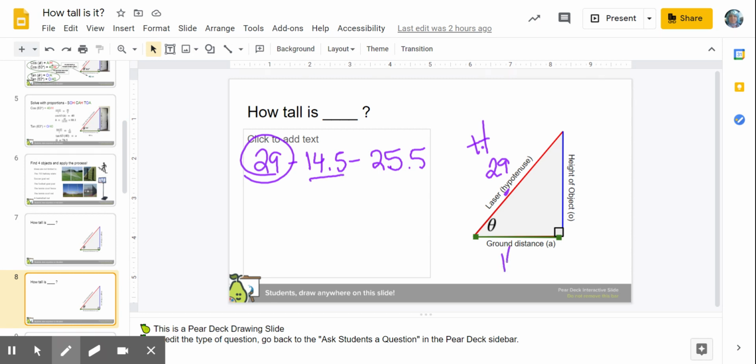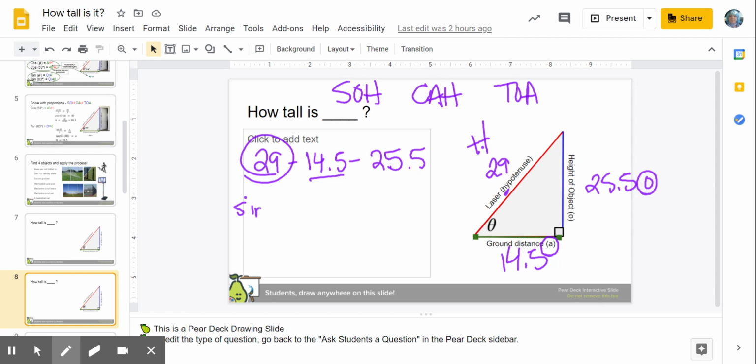Okay. So I've got 14.5 down here for the leg. That's the A. And that leaves me 25.5 for the O. Right? So now I've got to choose. It doesn't matter if I use sine, cosine, or tangent. I've just got to create the right ratio. So we already did tangent. Let's choose between sine and cosine. And it shouldn't matter which one you do.